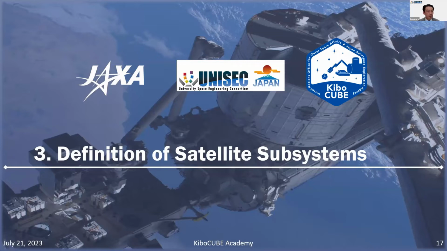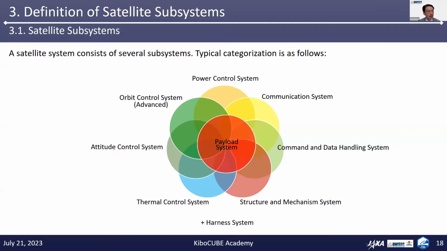Now we came to chapter 3. So in the following chapter, the definition of satellite subsystems, I'd like to explain about the general functional classification of satellite components, together with the examples of CubeSat devices. So first of all, the functionalities of a satellite system can be classified into several subsystems, which are closely related with each other. This slide tries to illustrate the relationship.